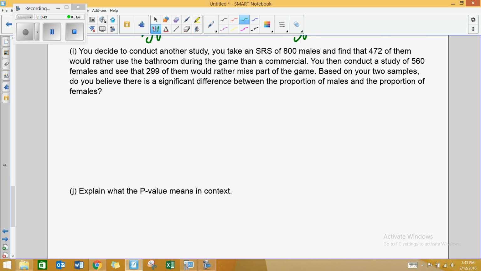Part I, so now we've done 2 new studies, or 1 study, 2 new samples, and we've got males and females. So I'm going to denote that, what I think is pretty logically, as P sub M and P sub F. Okay, P sub M I can calculate by taking 472 out of 800, and I get 0.59, and P sub F is going to be 0.534.